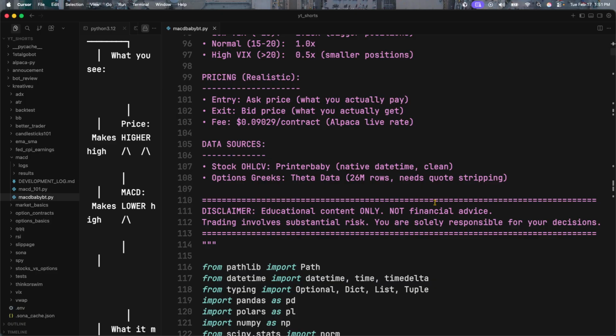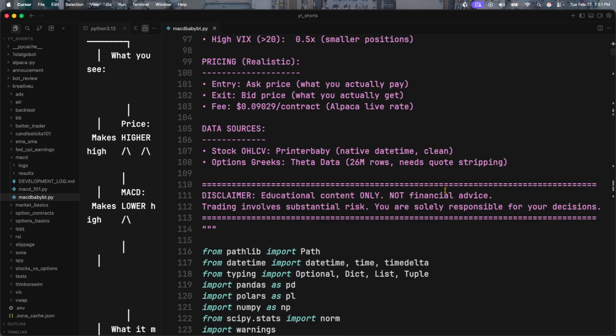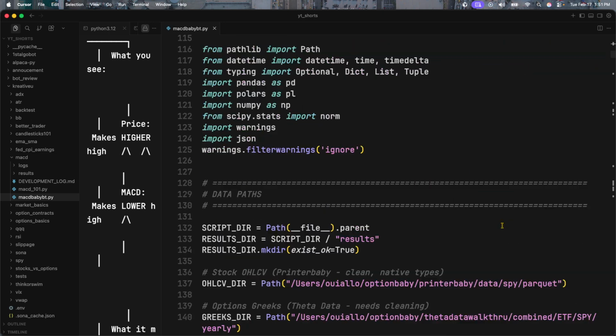So this is, of course, only educational content, not financial advice. Trading involves what? Substantial risk. You are solely responsible for your trading decisions.